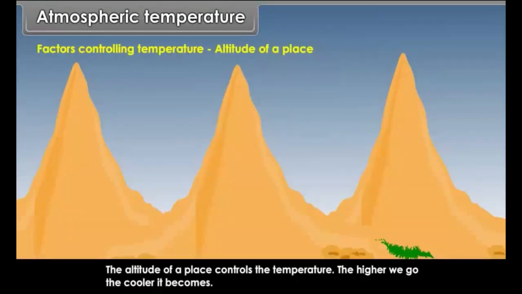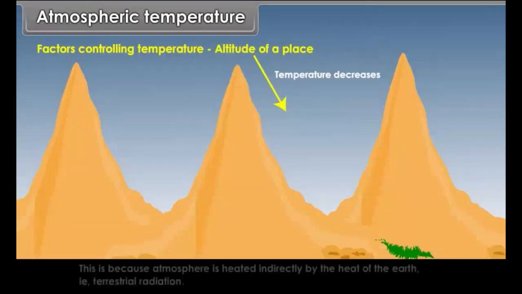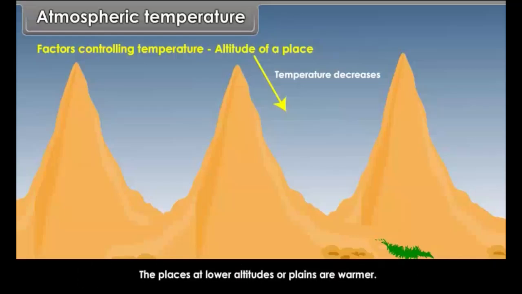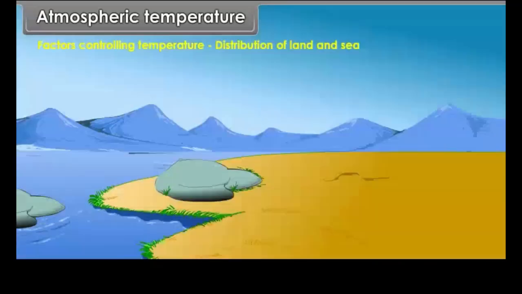Altitude of a place. The altitude of a place controls the temperature. The higher we go, the cooler it becomes. This is because atmosphere is heated indirectly by the heat of the earth, that is, terrestrial radiation. The places at lower altitudes or plains are warmer.